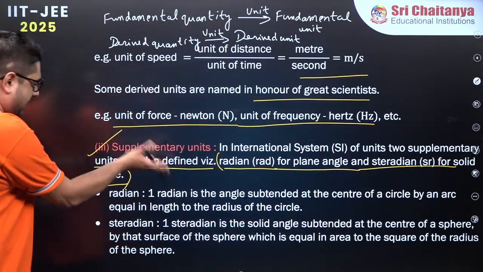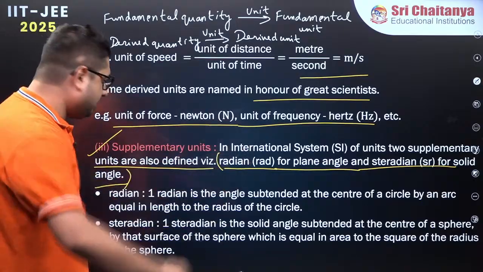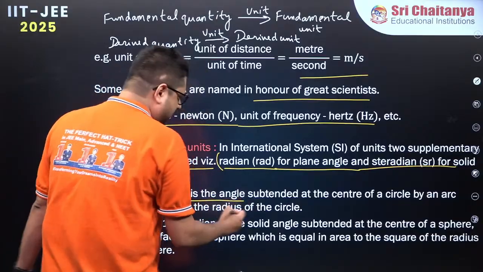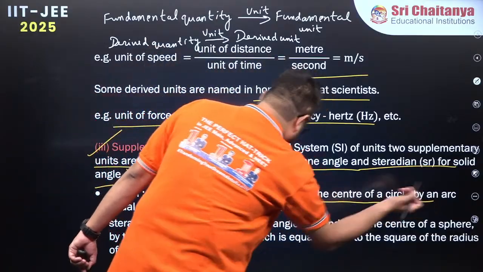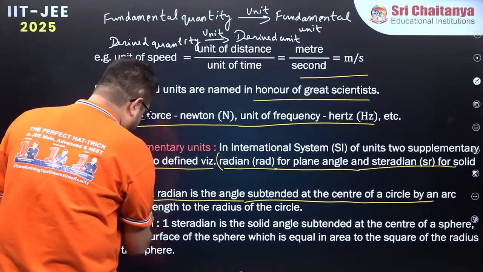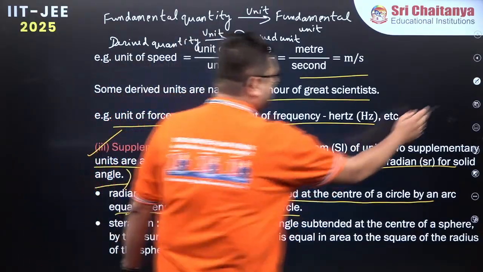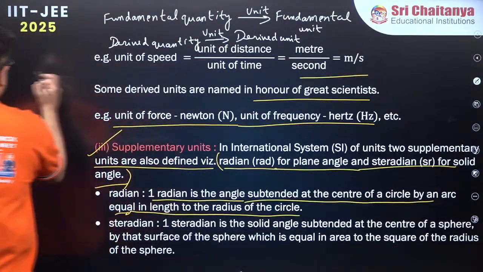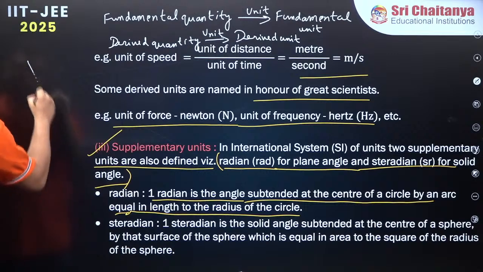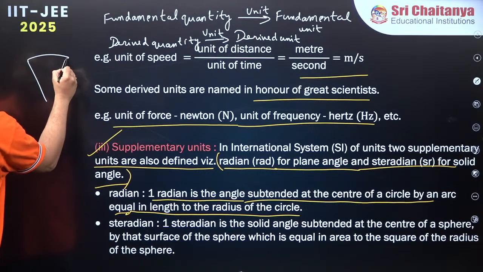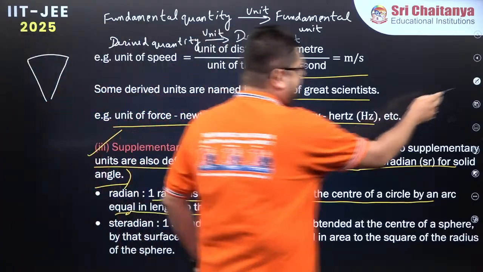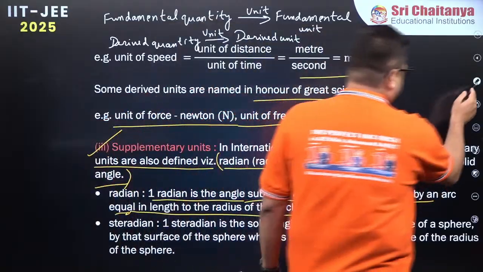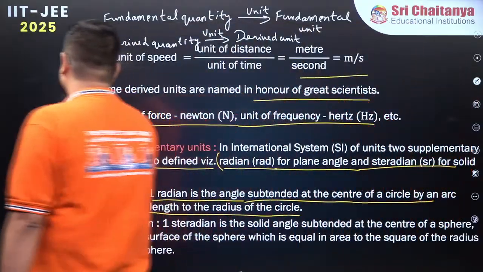So these units come under supplementary units. One radian is the angle subtended at the center of a circle by an arc equal in length to the radius of the circle. If I try to construct an arc, that's how it will look, like a slice of pizza. Next time you have a pizza, you can recall this concept, because it is very important.